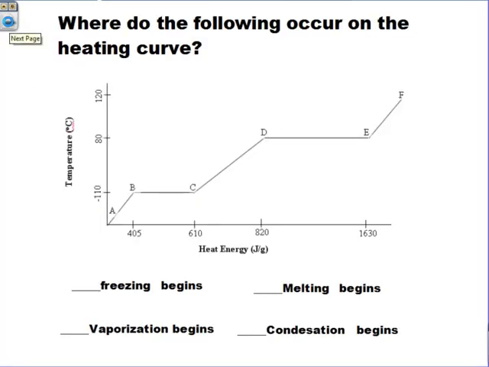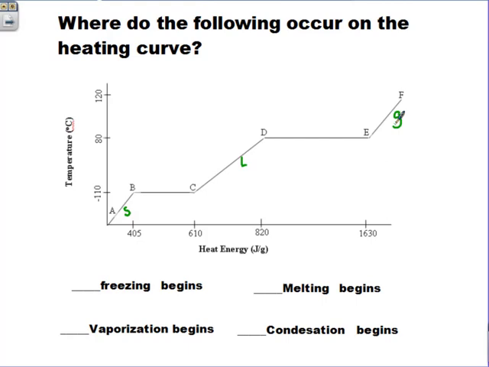So looking at this part, whenever you have a graph like this, label what is a solid, what is a liquid, what is a gas. So right here, this is my solid, this is my liquid, this is my gas. The straight lines are where the phase changes are occurring, so melting, freezing, all those things.